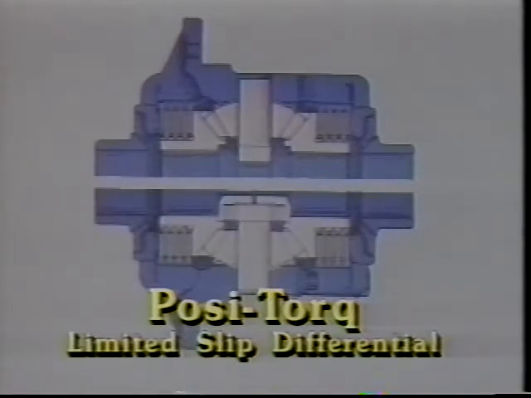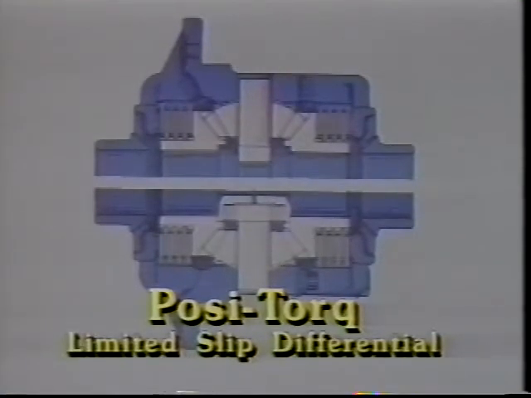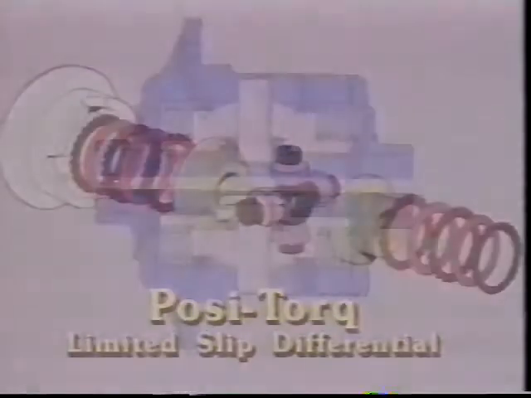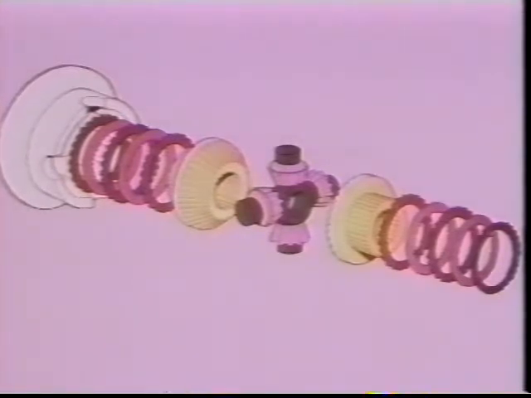Clark-Hurth's posi-torque limited slip differential is designed to provide more torque than the conventional limited slip design. Like a limited slip, the posi-torque differential uses clutch plates to inhibit spinning and to send more torque to the wheel with the best traction.